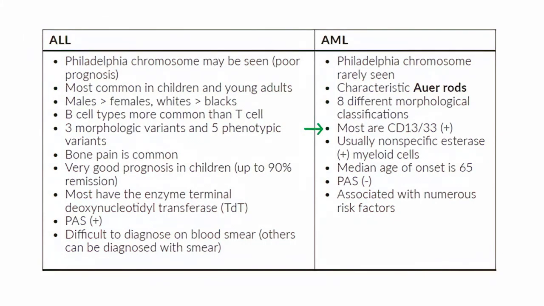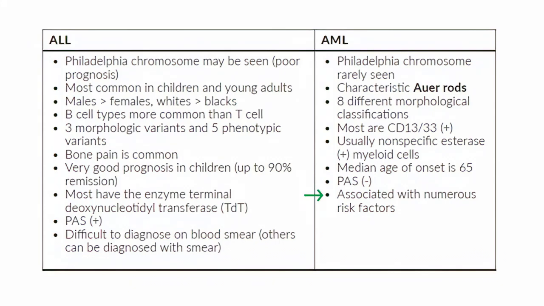Now, the next bullet in the table says most types of AML are CD13 and CD33 positive. The age of onset is typically around 60 to 65. The median age is actually 65. So ALL is mainly a disease of children, but AML is seen in middle-aged adults or slightly older adults. I like to remember that the myeloid leukemias, AML and CML, occur in midlife. So remember ML for midlife. And then the lymphoid leukemias occur on the extremes of age. ALL is seen in kids, and CLL is seen in the very old.